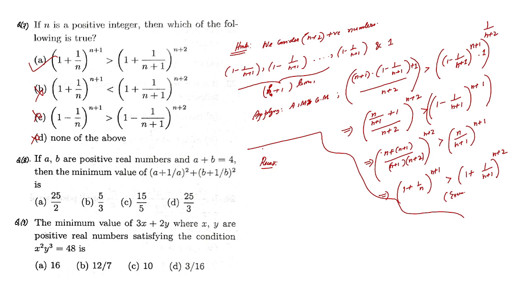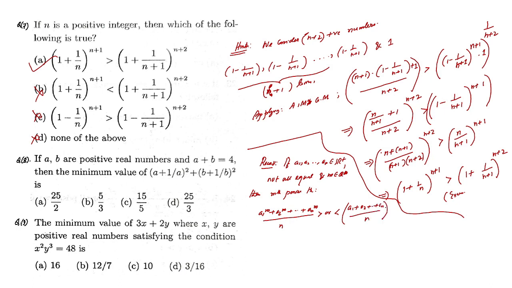Recall, if a1, a2, ..., an are n positive real numbers, not all equal, and m is a rational number, it may be negative or positive, then the power theorem says a1 to the power m plus a2 to the power m plus ... plus an to the power m, divided by n, is greater than or less than (a1 plus a2 plus ... plus an) by n whole to the power m.